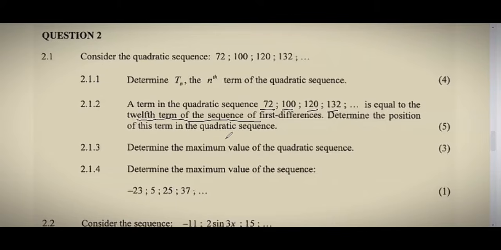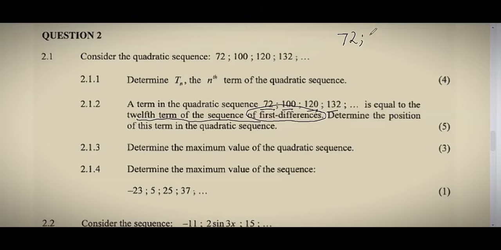Now, they're telling you that there is a particular term or value that we get from the first differences that is equal to a term value that we'll find in the quadratic sequence. Now, in order to do that, we have to first consider when they mention sequence of first differences, we know that they are talking about the arithmetic sequence.